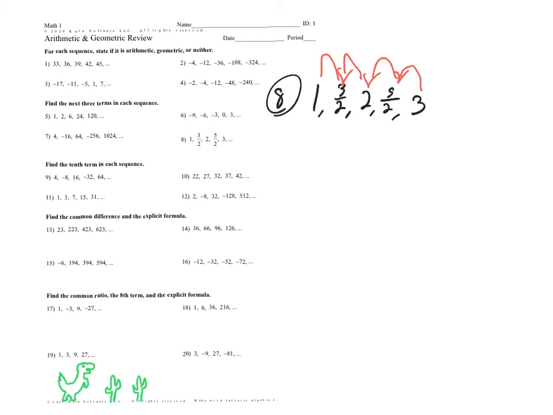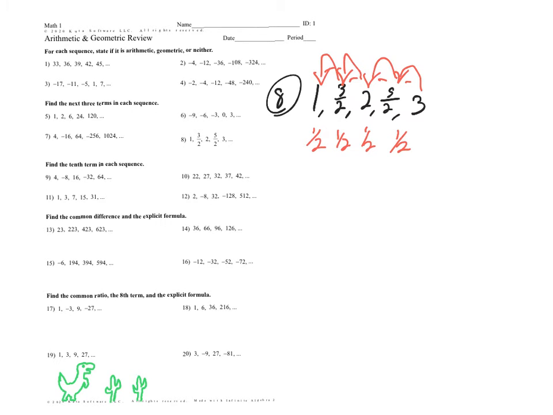So I'm just going to hit the subtraction test, just try to keep things similar here. So we're doing the subtraction test. We work backwards. We do 3 minus 5 halves, and we get 1 half. And we do 5 halves minus 2, and we get 1 half. 2 minus 3 halves, and we get 1 half. And 3 halves minus 1, and we get 1 half.